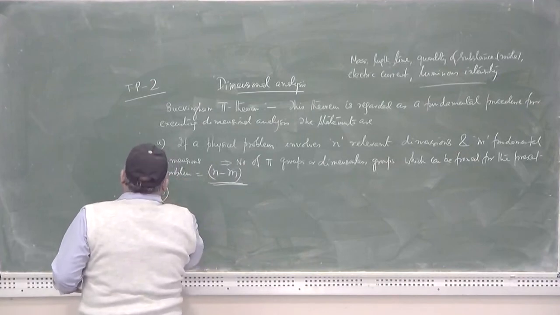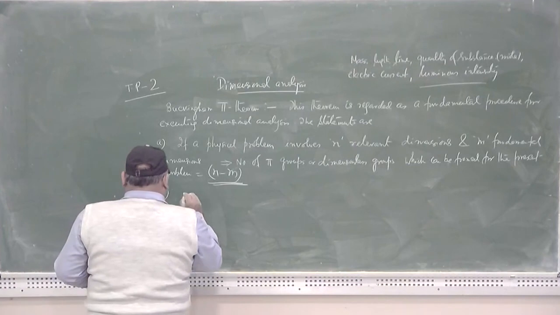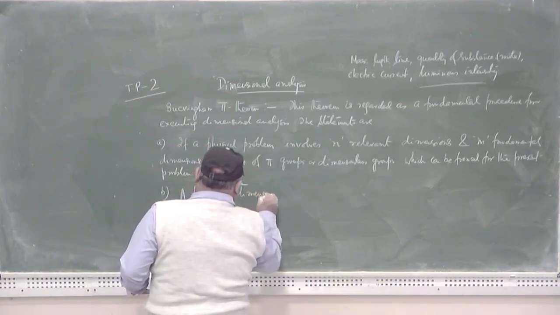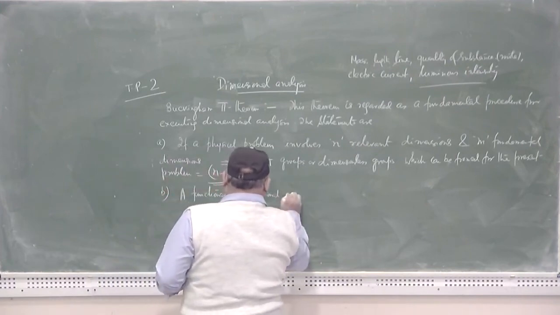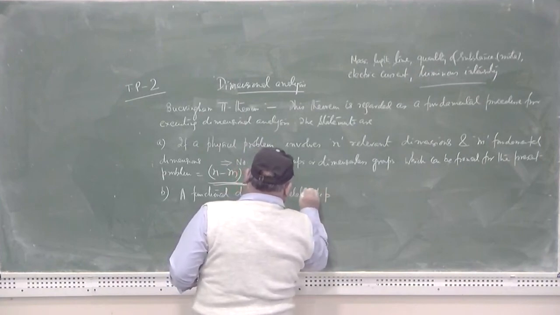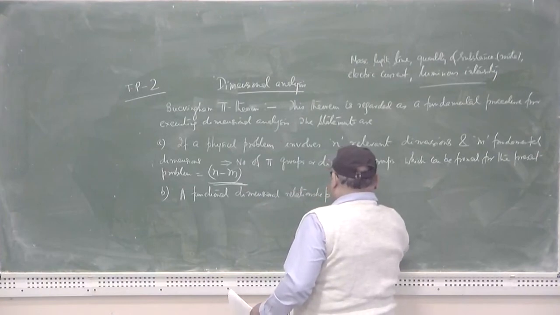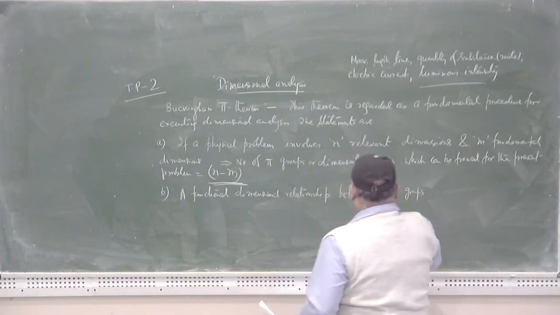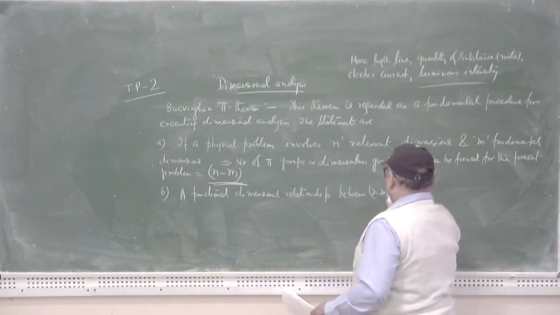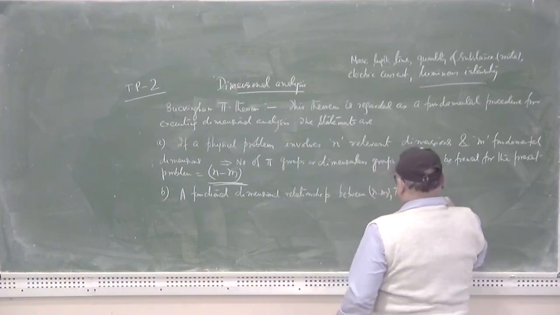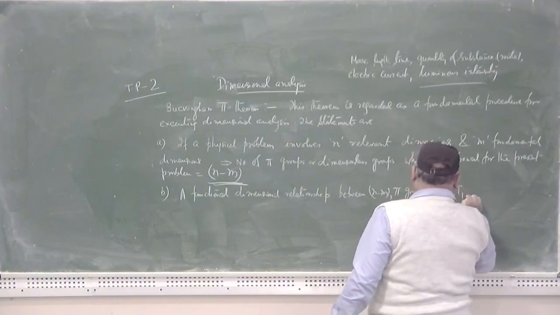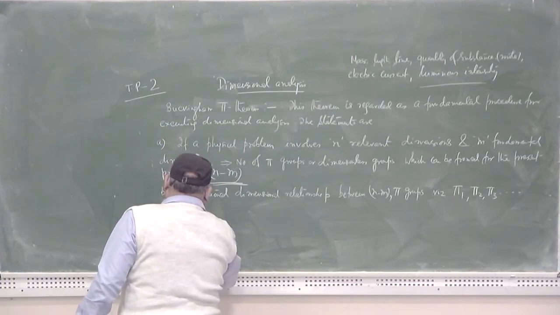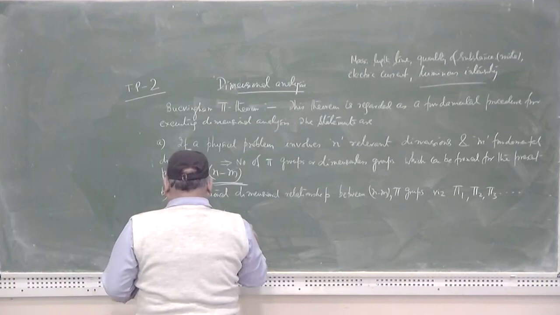And the second statement of this theorem is a functional dimensional relationship between the n minus m pi groups, such as pi 1, pi 2, pi 3, and so on to pi n minus m.